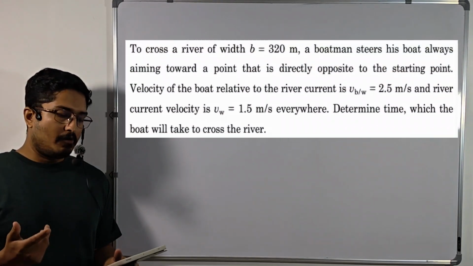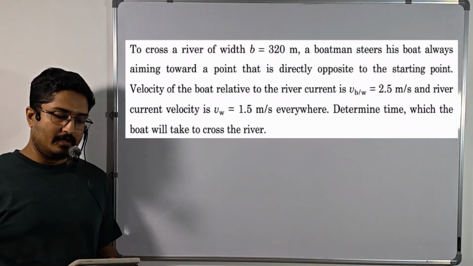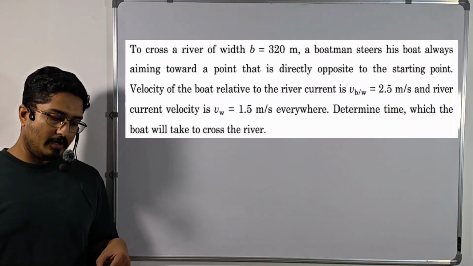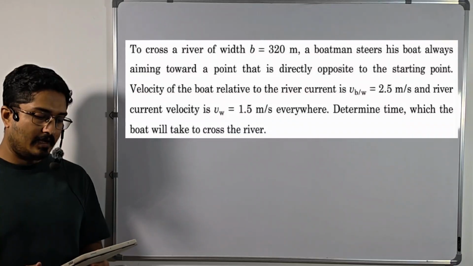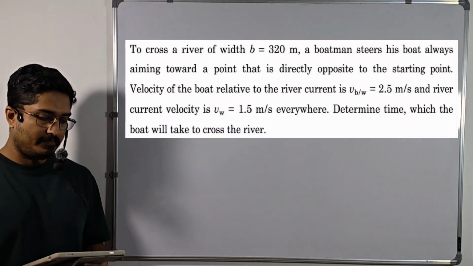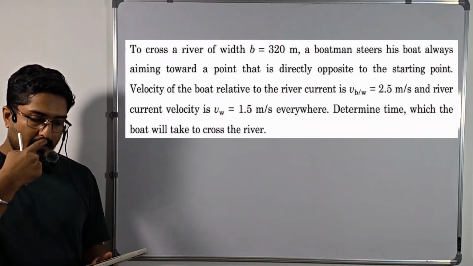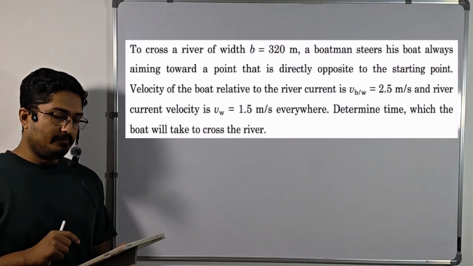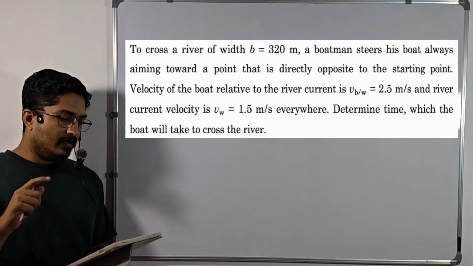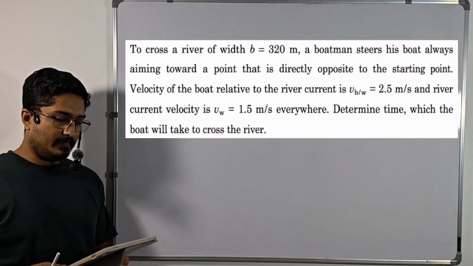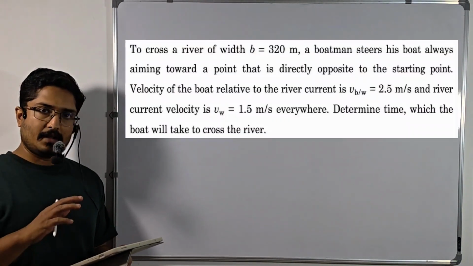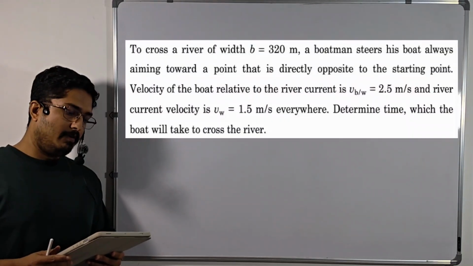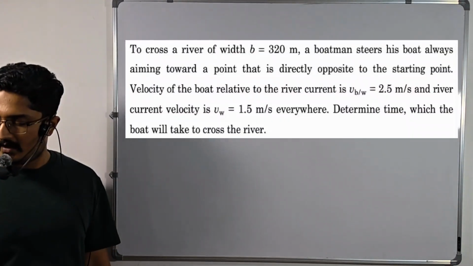To cross a river of width b equal to 320 meters, a boatman steers his boat always aiming towards a point that is directly opposite to the starting point. Velocity of the boat relative to the river current is given as 2.5 meter per second. Okay, and the river current velocity is given as 1.5 meter per second everywhere. It's a constant. Determine the time which the boat will take to cross the river.